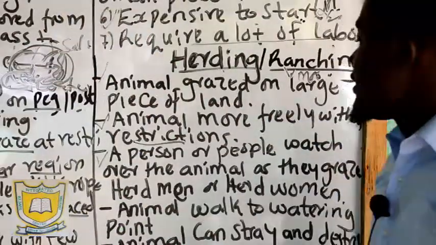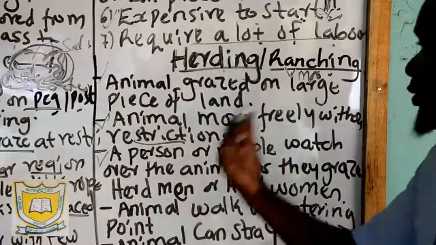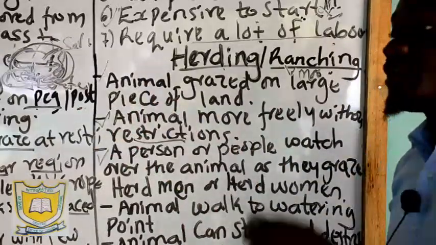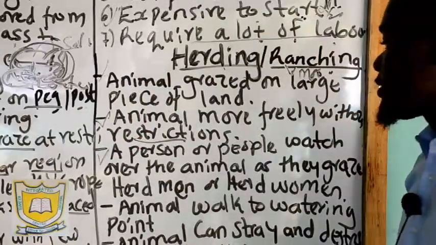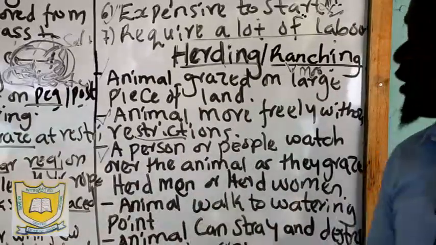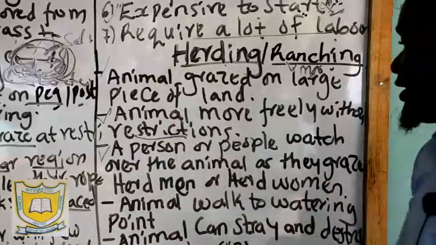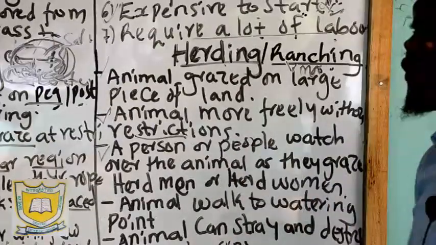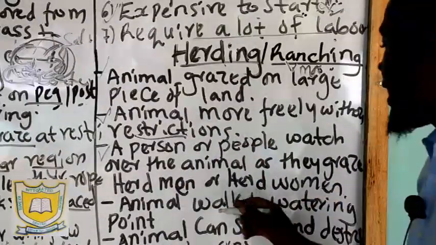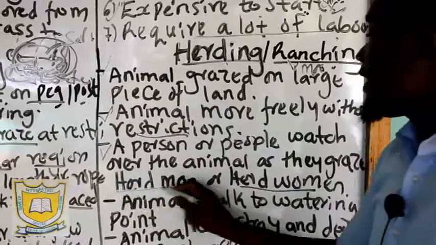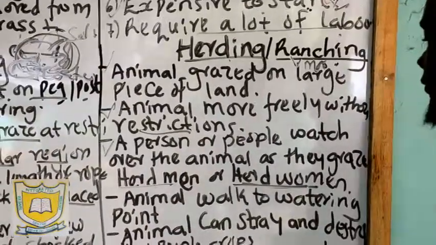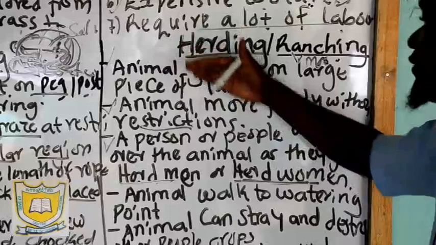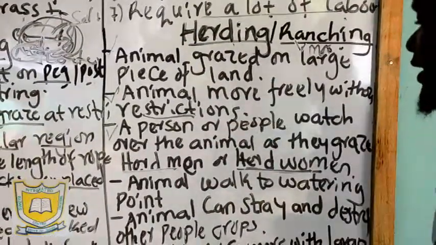Then number three, the person or people have to look after the animals so that they cannot eat crops and cannot destroy the buildings in that region. The person who looks after the animals is what we call a herdsman or a herdswoman. It depends: if it's a man, it's a herdsman, and if it's a woman, it's a herdswoman. So this is a person who looks after the animals under herding.